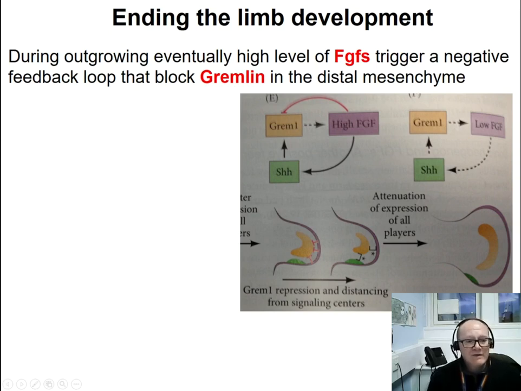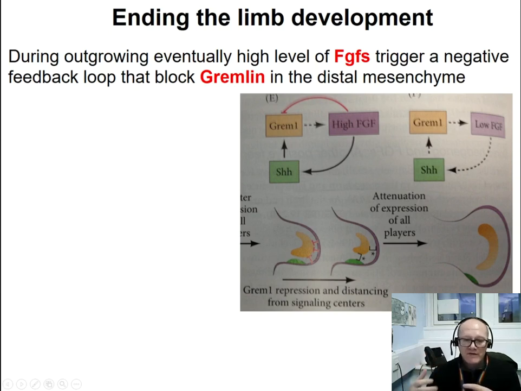So during the outgrowing, eventually, a high level of FGF8 triggers a negative feedback loop that blocks the expression of gremlin in the mesenchyme. So at one point, the apical ectodermal ridge starts to be separated, far away from the region of expression of gremlin, and starts to produce a lot of FGF8.